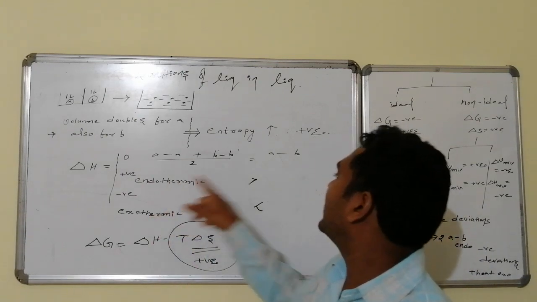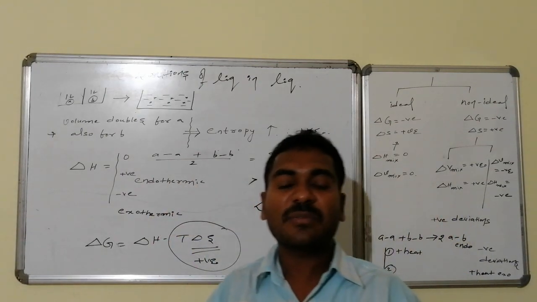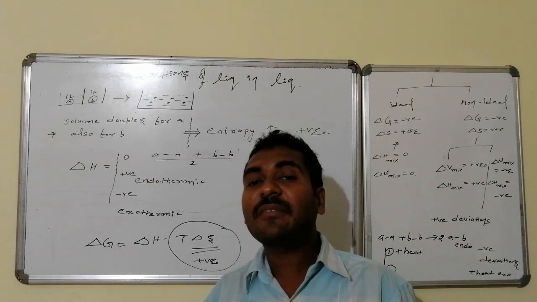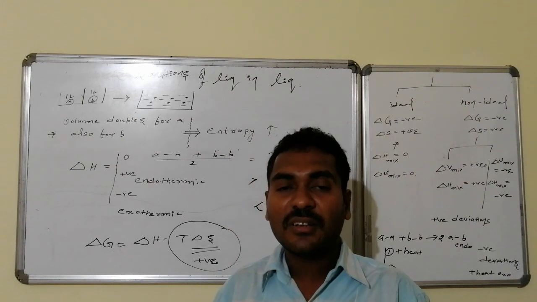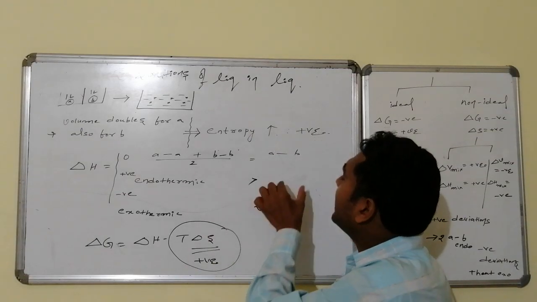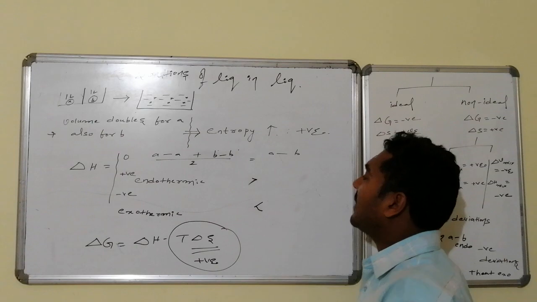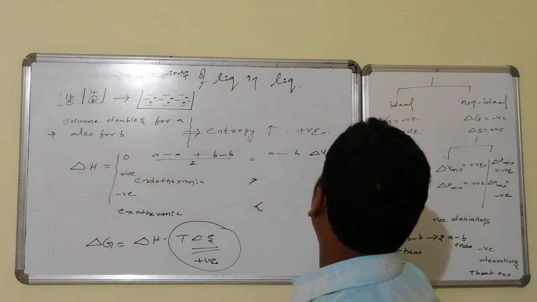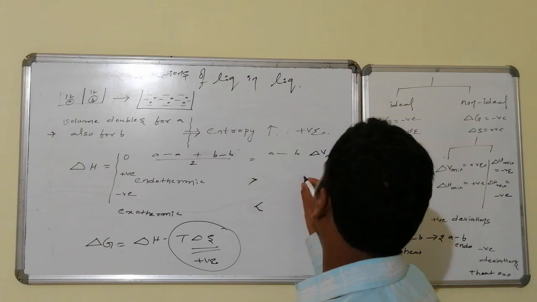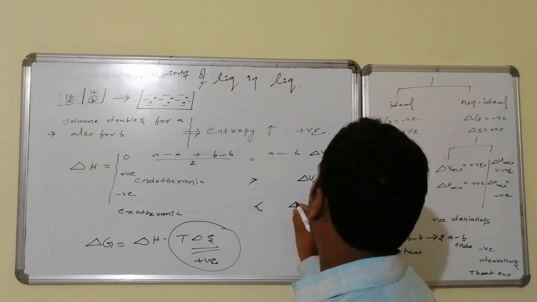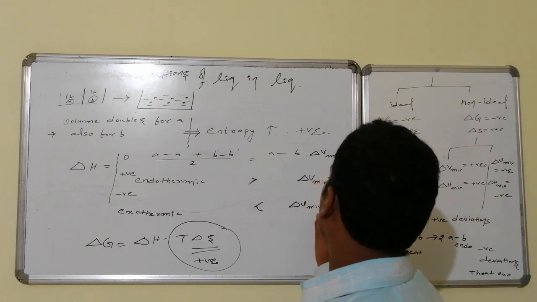Endothermic implies what? This bond energy is weak. Weak implies what? Molecules are far away from one another. As a result, when they are far away from one another, the total volume occupied will be higher. So therefore, here net volume will be higher and here net volume will be less. Here net volume change will become equal to 0, whereas here net volume change will become equal to positive.